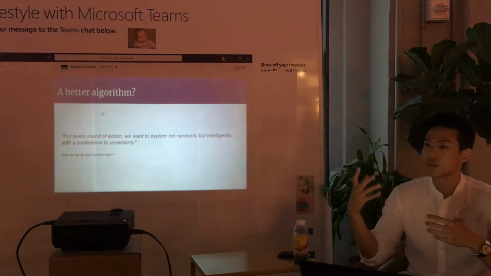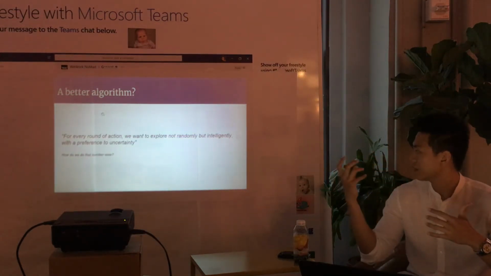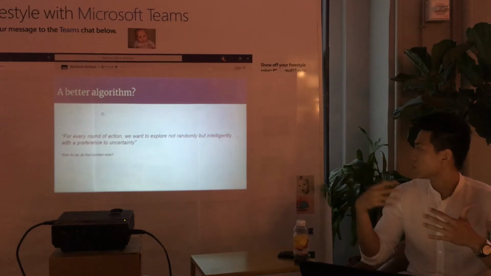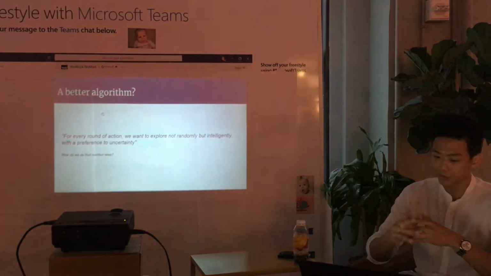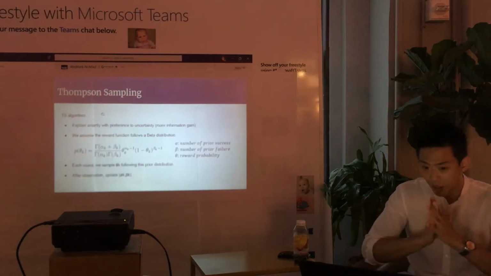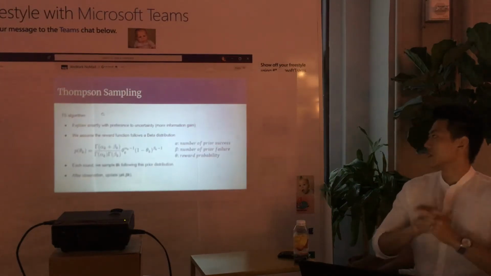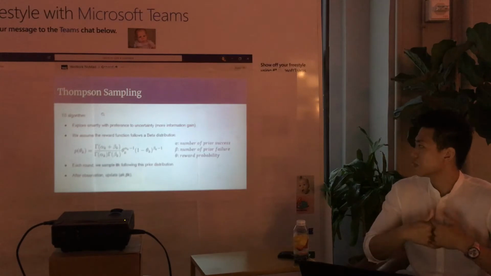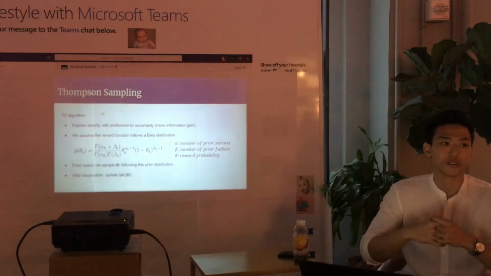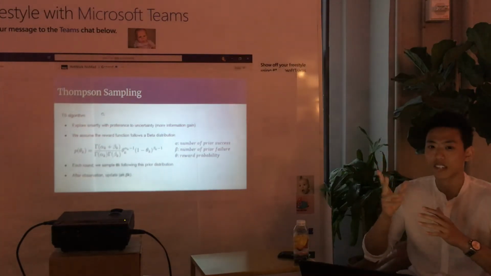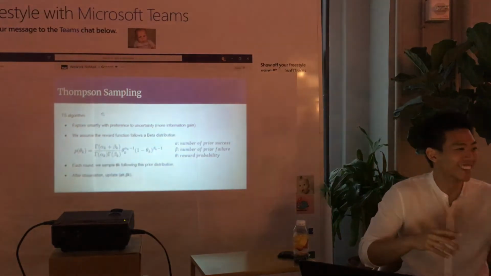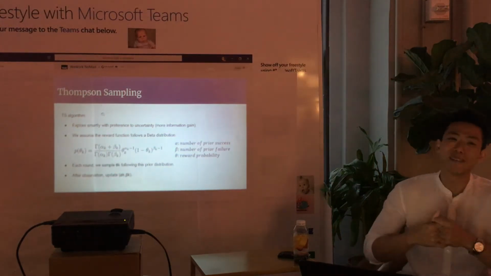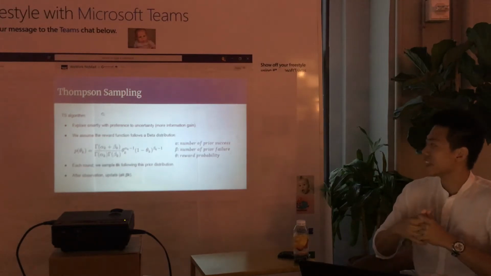So we don't want to explore randomly, but with intelligence. How do we do that algorithm-wise? The thing that I want to share today is called the Thompson sampling algorithm. Everybody heard about Thompson sampling? Nice, okay, thank you. Okay, so Thompson sampling works like this.